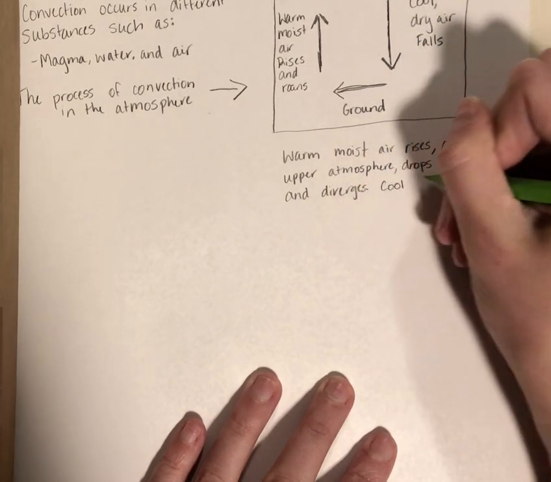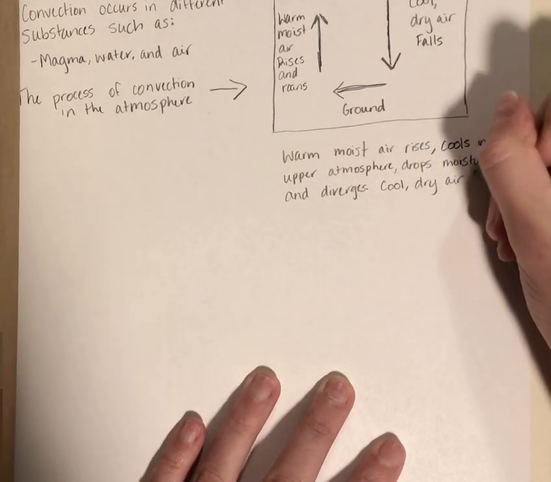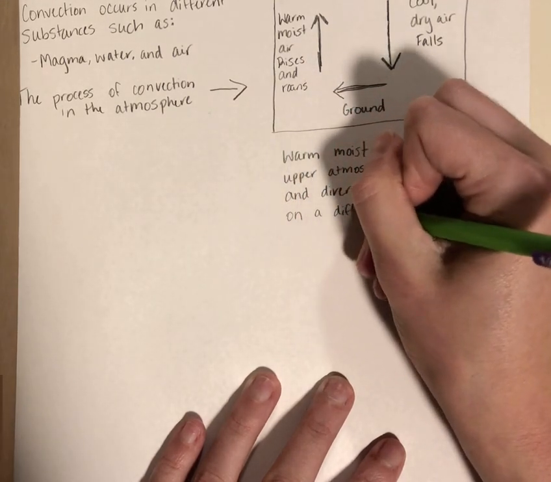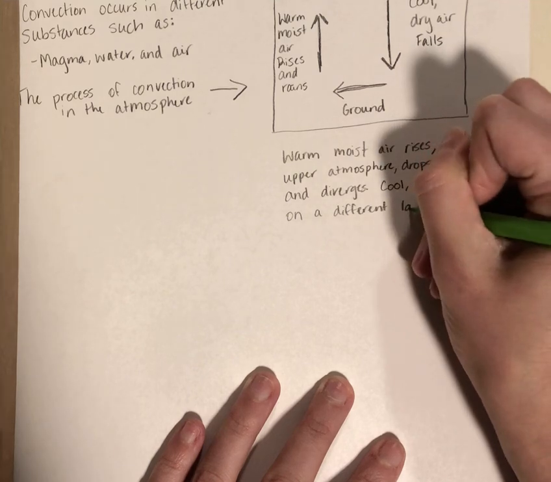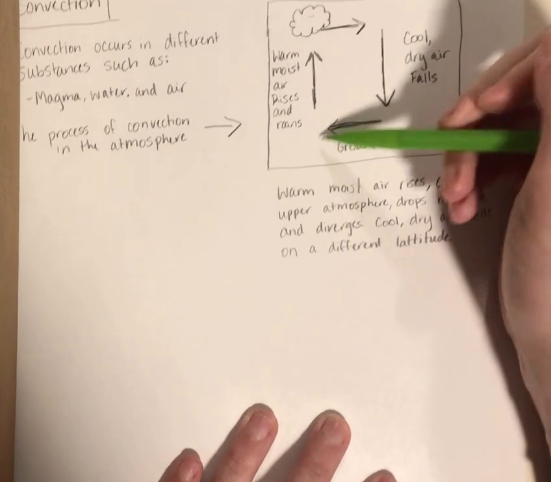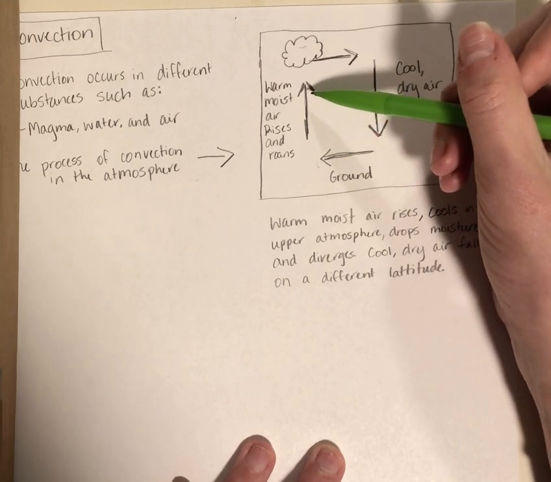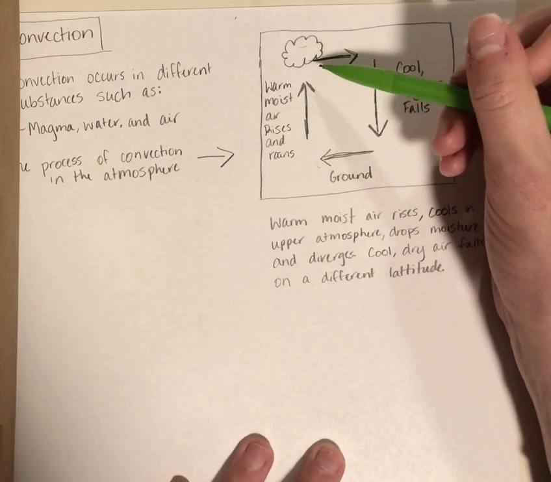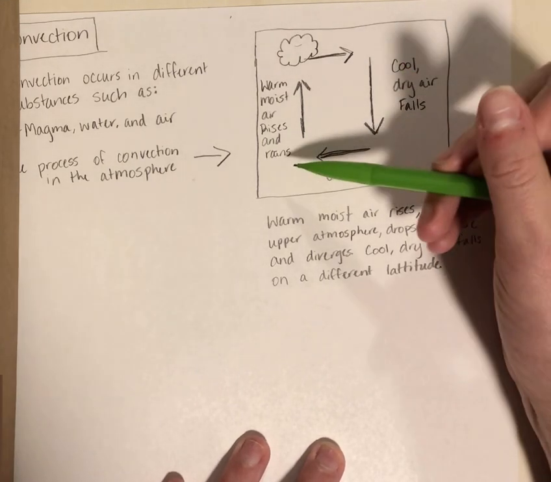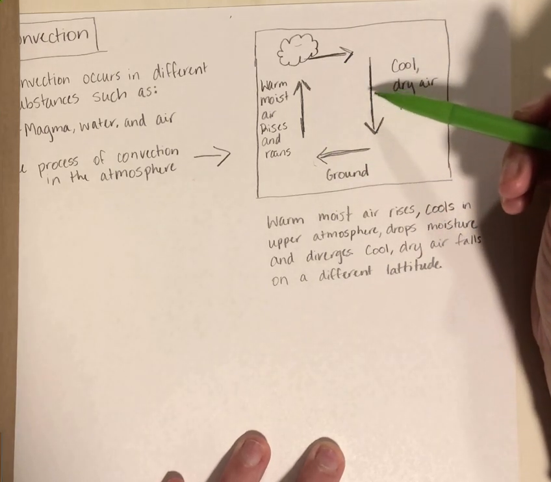Then the cool, dry air falls on a different latitude. So what that's meaning is when this warm air rises, it doesn't just fall right back next to it. So when it rises, it drops the moisture and it diverges and it moves over, and it's going to come down in a different area. It's not going to rise and just come right back down. It rises, moves over to a different latitude, and then falls.